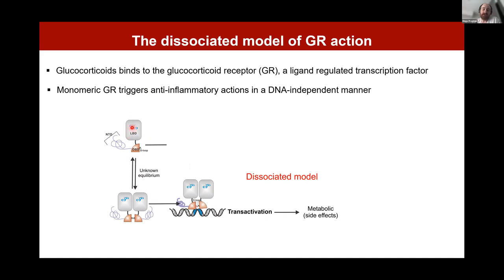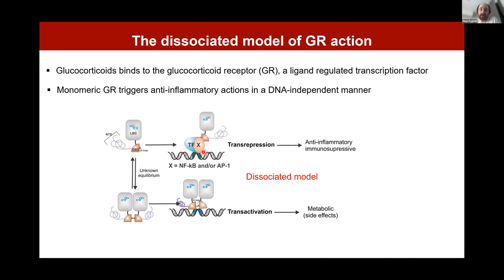Well, the monomeric receptor binds indirectly to DNA, by protein-protein interactions with other transcription factors, like NF-kappa B or AP1, which are major players in the inflammatory response. So in this way, monomeric GR acts as a co-repressor of these transcription factors, historically named the transrepression activity of the receptor, and it's believed, according to this model, to be involved in most of the anti-inflammatory reactions. So in a nutshell, the dissociative model predicts that it is the monomeric GR that triggers the anti-inflammatory actions in a DNA-independent manner.